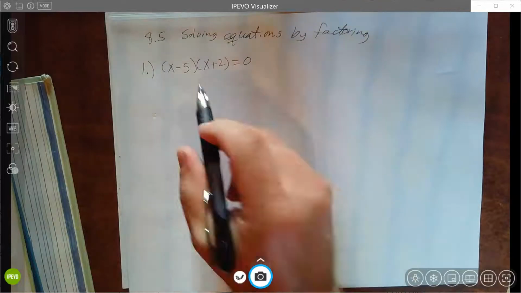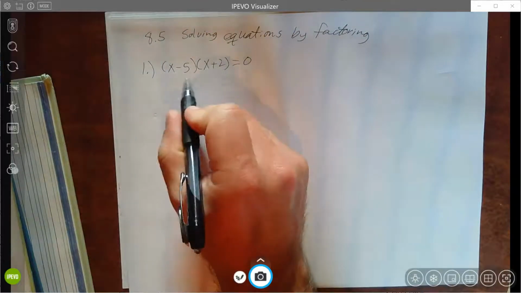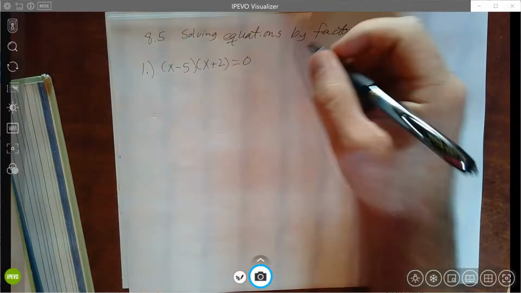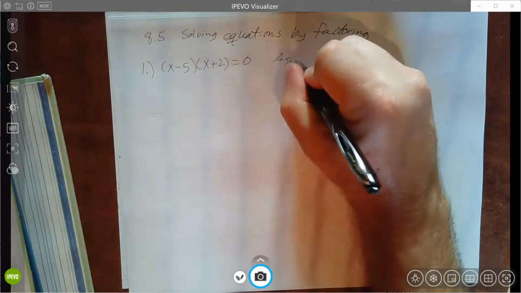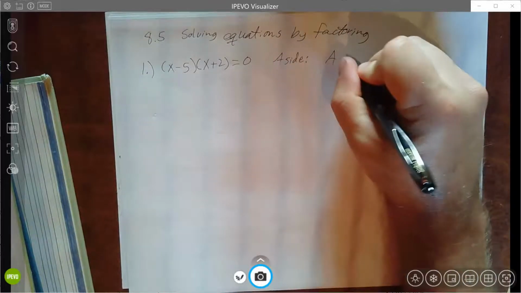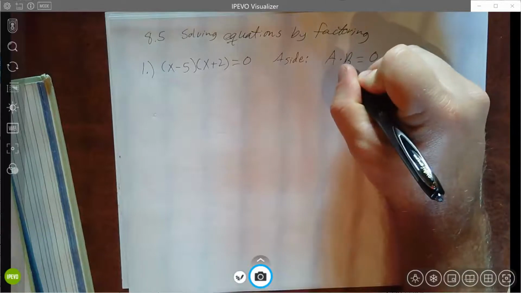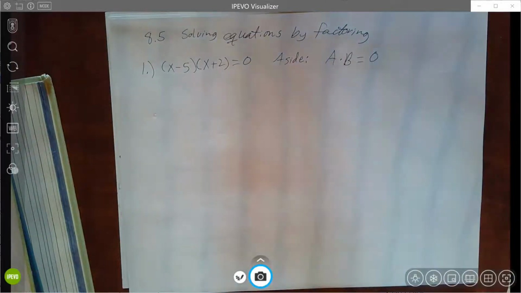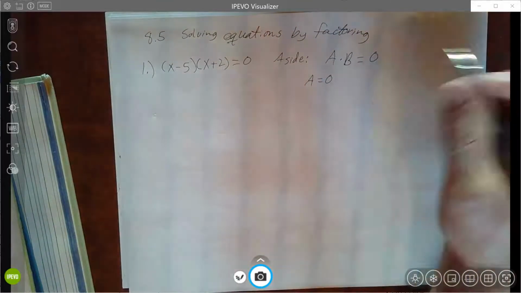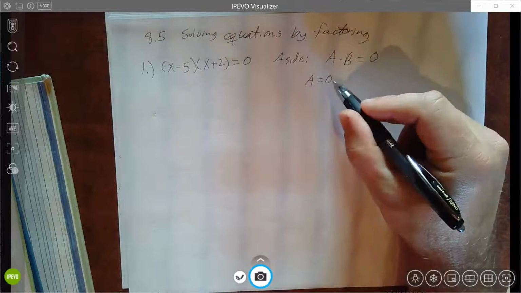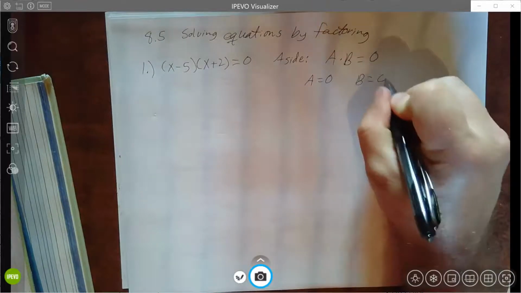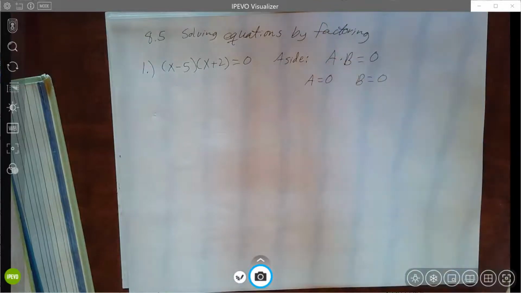Okay, so this left side has already been factored for you, and so it's just a matter of solving for x. Let me take an aside here and show you how this is going to work. Let's say we have a times b equals 0. If we have a times b equals 0, that would be true if a equals 0. Then it wouldn't even matter what b is. If a is equal to 0, this is a true statement. Or if b were equal to 0, then it wouldn't matter what a is. It would be a true statement, right?